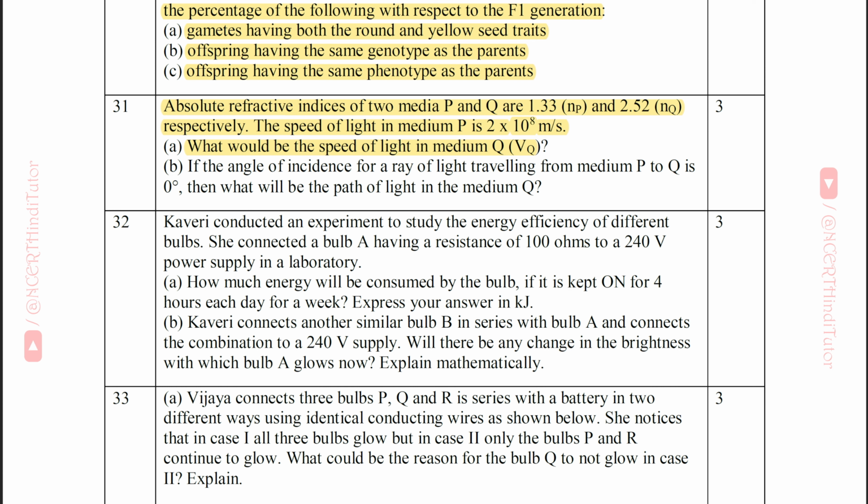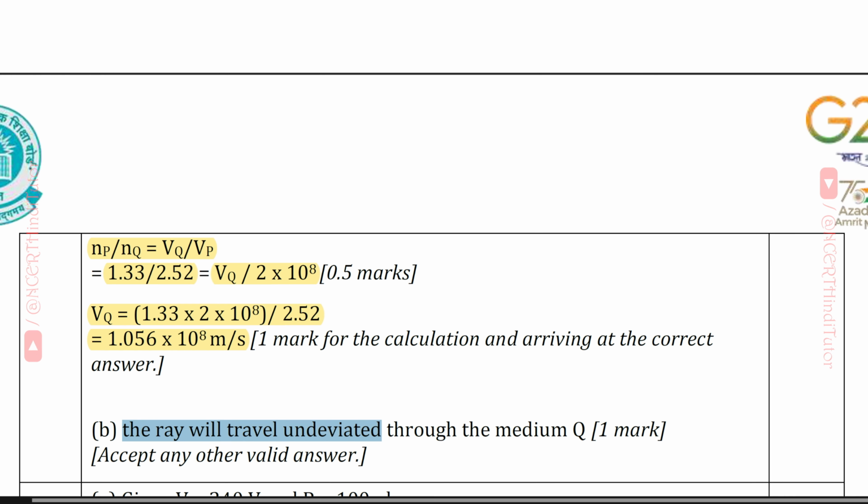B. If the angle of incidence for a ray of light traveling from medium P to Q is 0 degree, then what will be the path of light in the medium Q? Answer. The ray will travel undeviated through the medium Q.